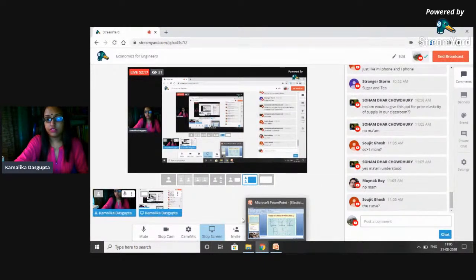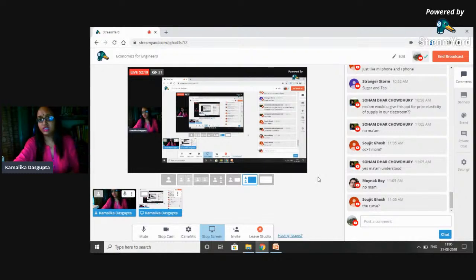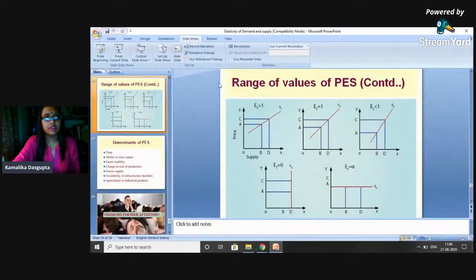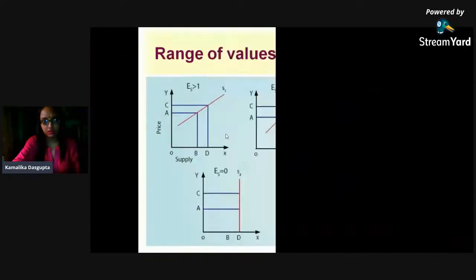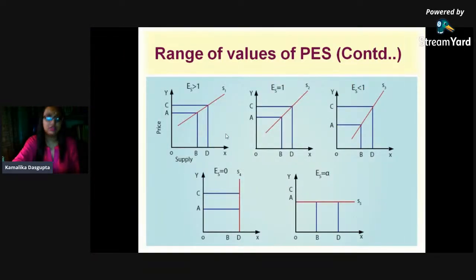Yes, Shojit, you didn't understand the curves. ES greater than 1, Shojit is asking, he did not understand. Okay, ES greater than 1 means the first one. So ES greater than 1 means supply is elastic. Supply is relatively elastic.